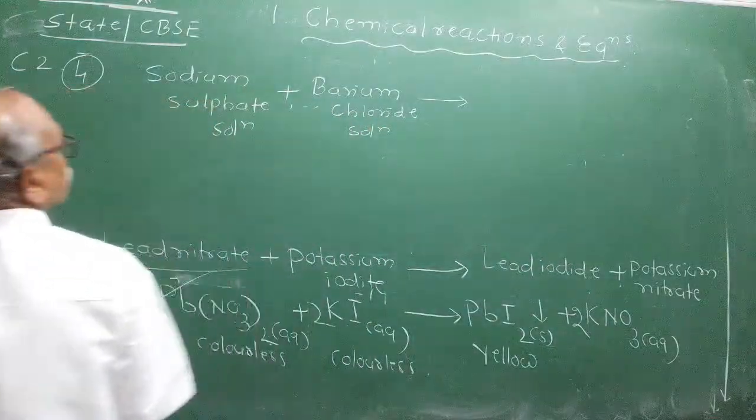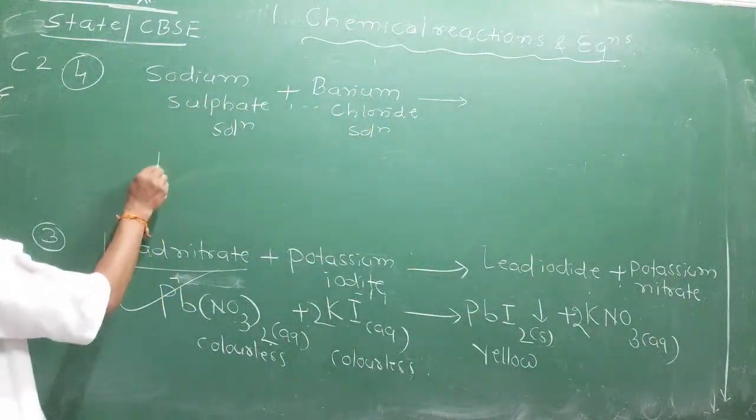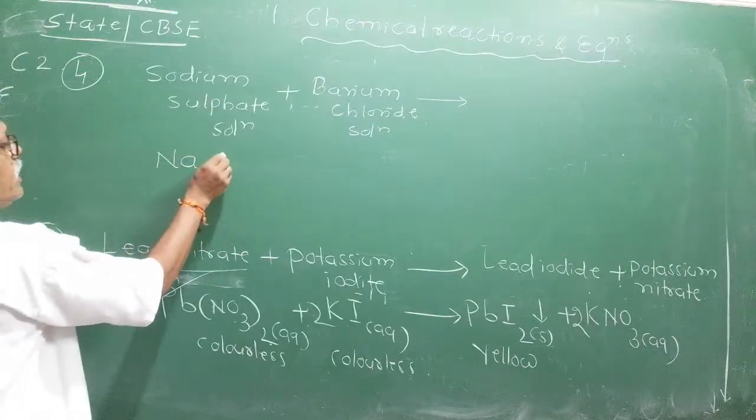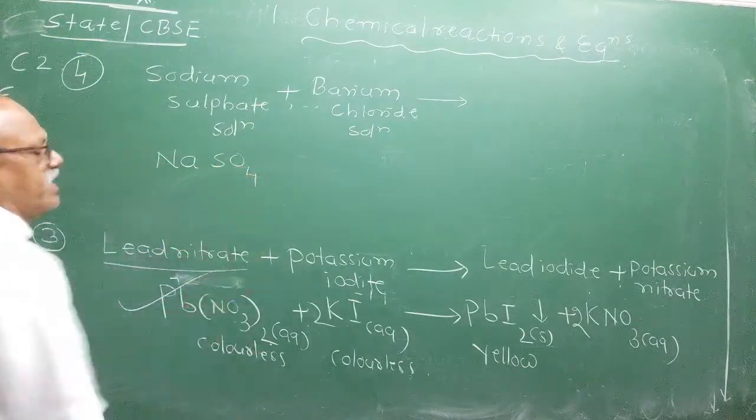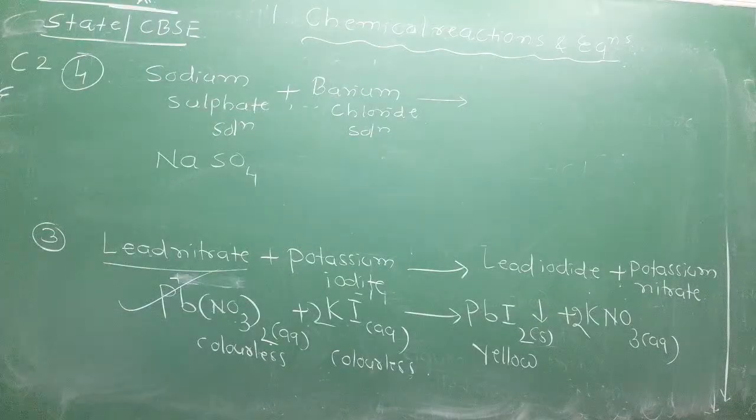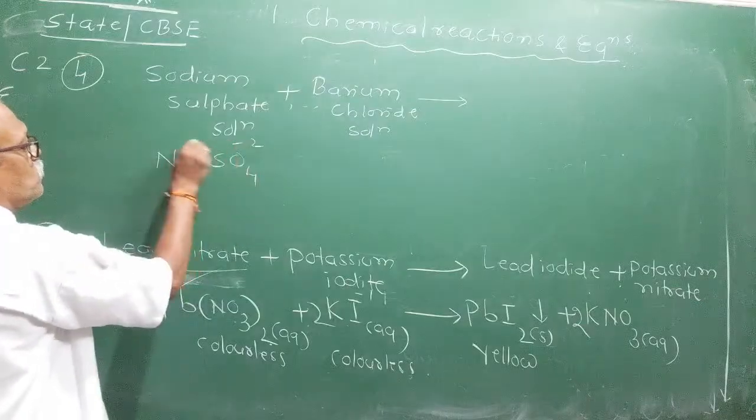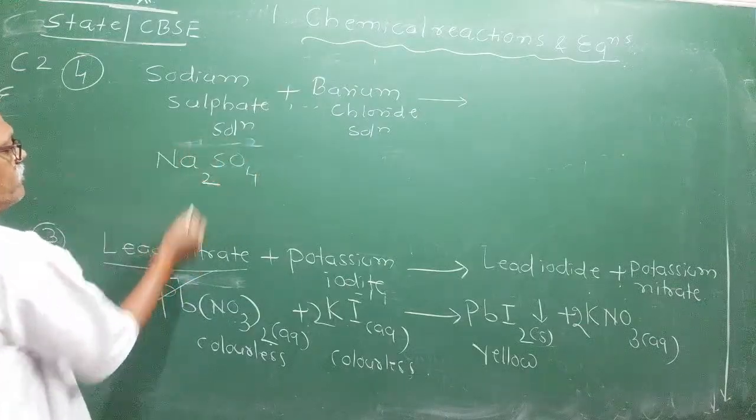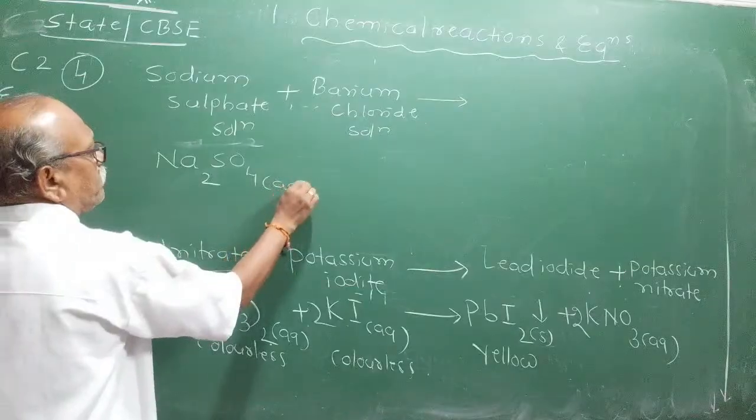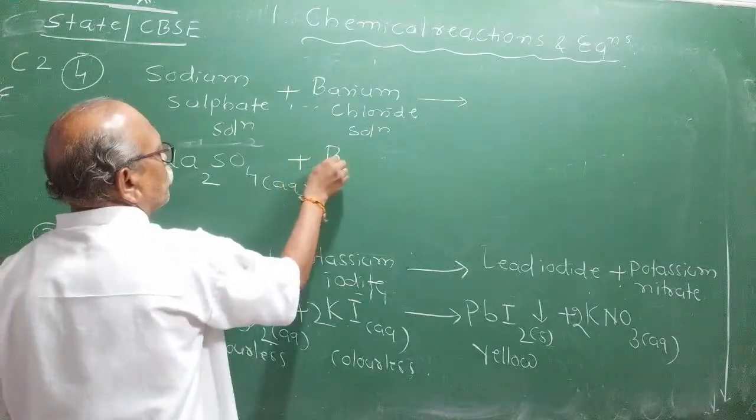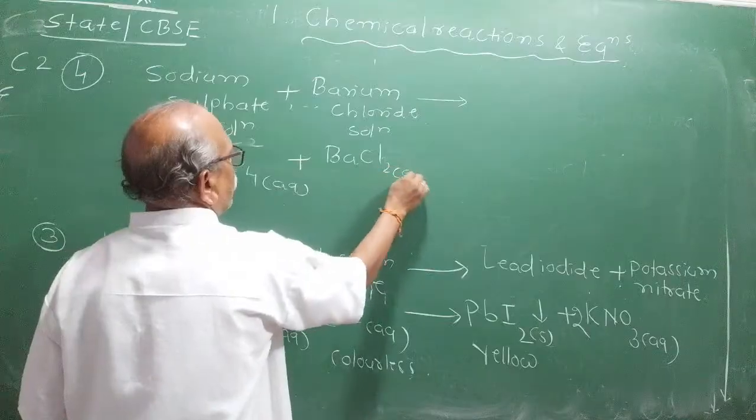Yes. What is sodium sulfate? Sodium sulfate formula, NaSO4. Is it right or wrong? What is the sodium sulfate formula? Correct answer, PbI2 and KNO3. Correct answer, Sanvi. Satvik, correct answer. Now the sodium sulfate formula: sulfate is -2, sodium is +1. Cross the valency: Na2SO4 aqueous. Barium chloride, just now you wrote it as BaCl2 aqueous.